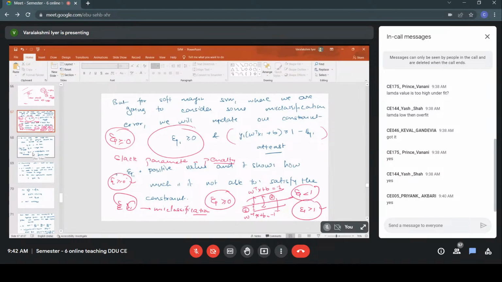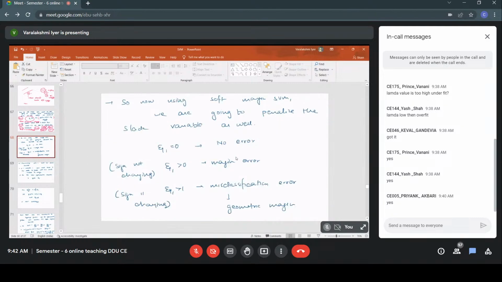Okay, so the next thing that we have is, suppose this penalty value is equal to 0, then there is no error. And suppose the zeta value is greater than 0 but less than 1, then it is a margin error. That is, your point is inside the margin. A positive point is inside the positive margin, a negative point is inside the negative margin. And in the case of zeta value greater than 1, there will be a misclassification error. That is, your point is beyond the margin. Maybe the positive point is beyond the positive margin and the negative point is beyond the negative margin, right? So in this case, signs won't be changing.